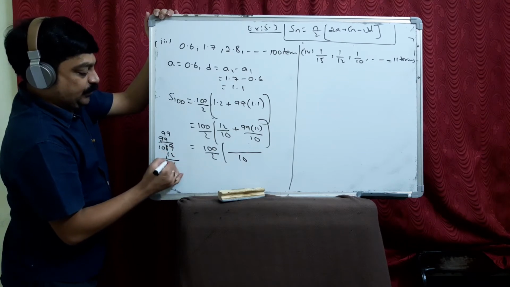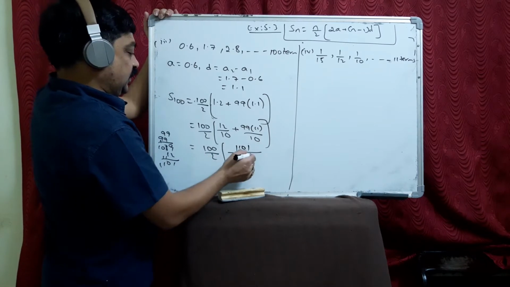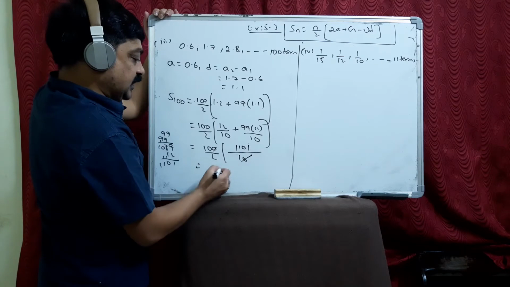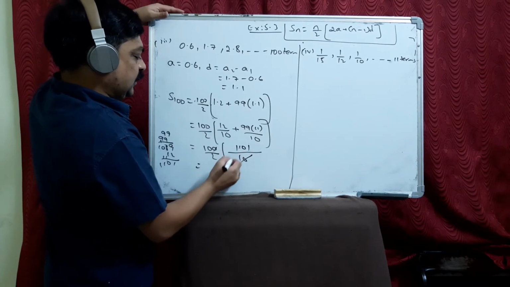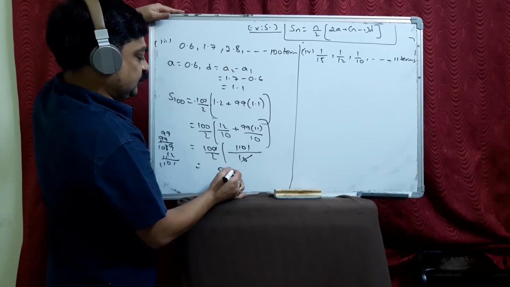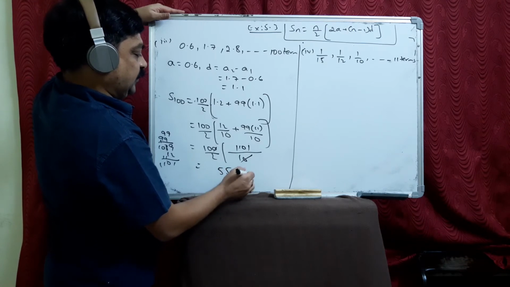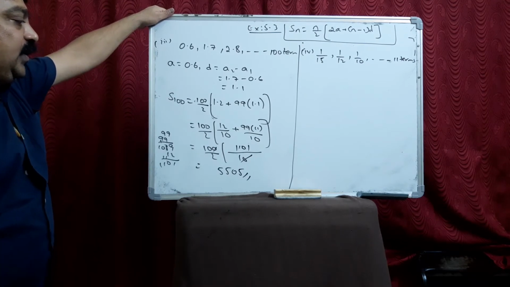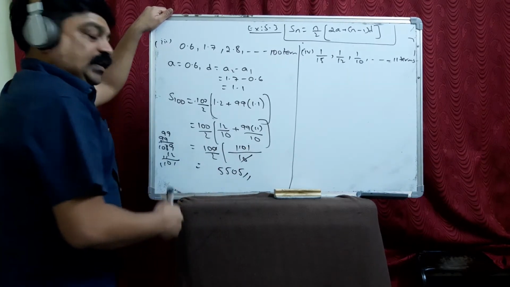1089 plus 12, 1101. Now 10 will get cancelled here, and when you divide with these two 5s, because it is 11,010 divided by 2, 5 star, yes, 5 star 0, yes, this is the answer.